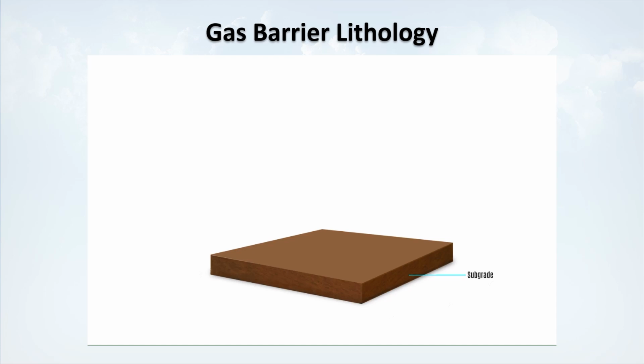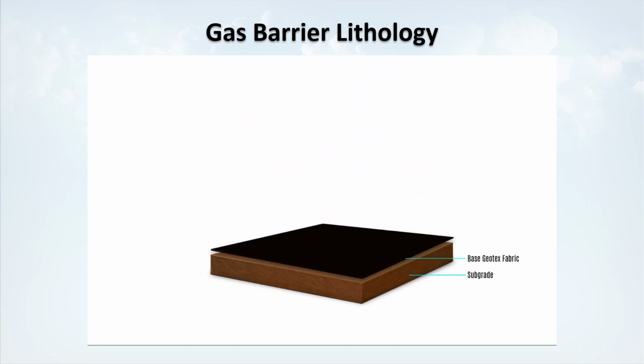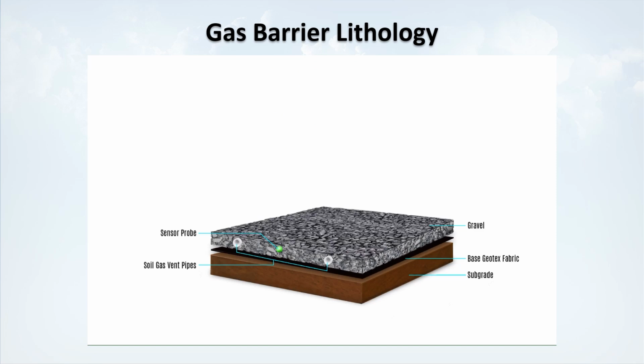So let's talk about vapor barrier lithology a little bit. You're going to start with your subgrade, your proof rolled ground. The next thing you're going to do is put down a geotextile fabric layer. What that's going to do is keep the soil particles from getting in your crushed stone and contaminating that crushed stone. Now, if you have a high water table, that is absolutely going to happen. Then you're going to put down your crushed stone layer, and that's where you're going to put your vapor collection piping. You're going to put your pressure probes that are going to go to that centralized panel.